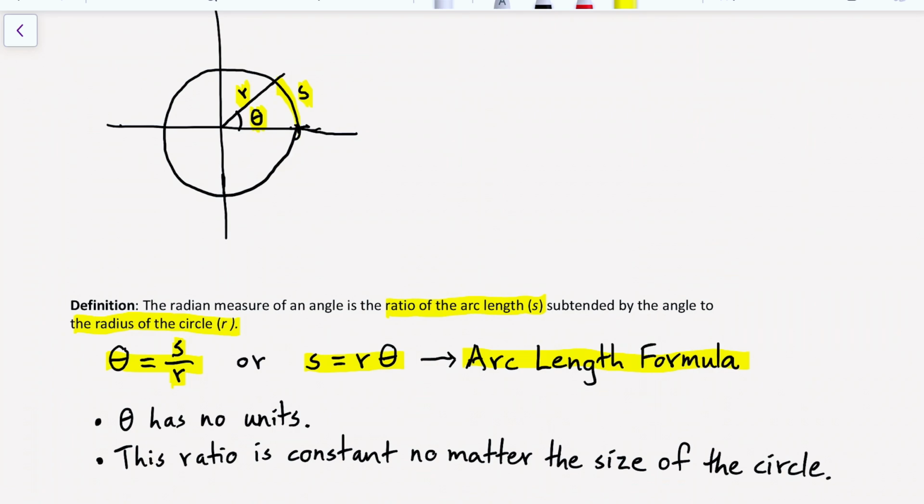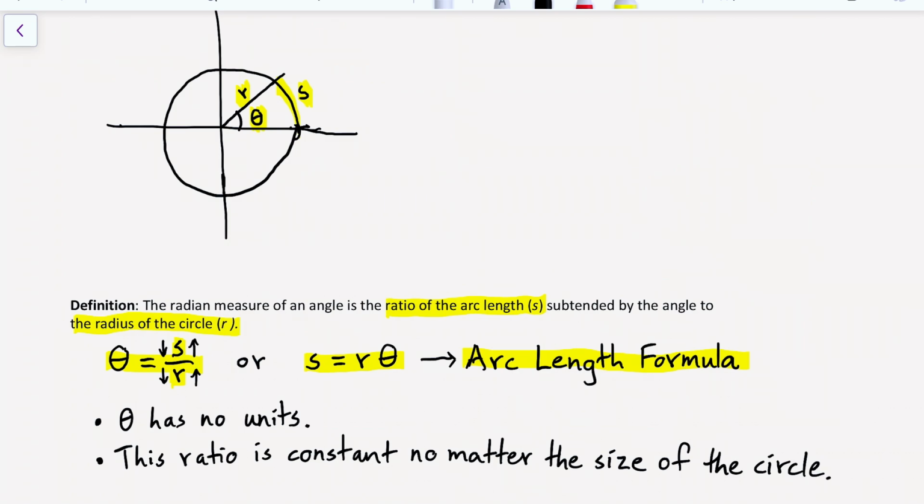And the second thing I want to note is that this ratio is constant no matter the size of the circle. It doesn't matter how large I draw this circle crossing my angle theta, I will always get the same ratio of S to R. The reason for that is because the circumference or distance around a circle is directly proportional to the radius. So if S increases, then R will increase as well, and this ratio will stay the same. If S decreases, R will decrease as well, and this ratio will stay the same. So this is a constant measurement, and therefore it's a good way to measure the size of our angle.